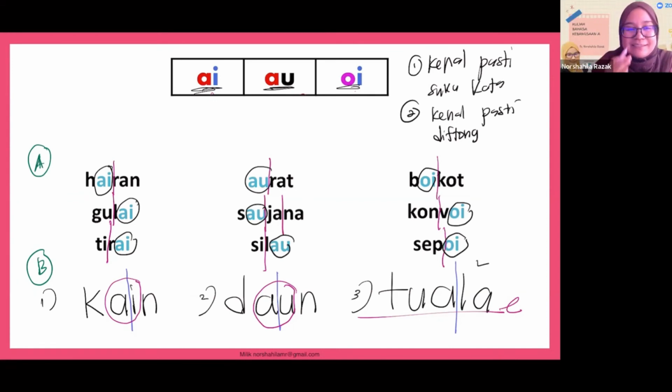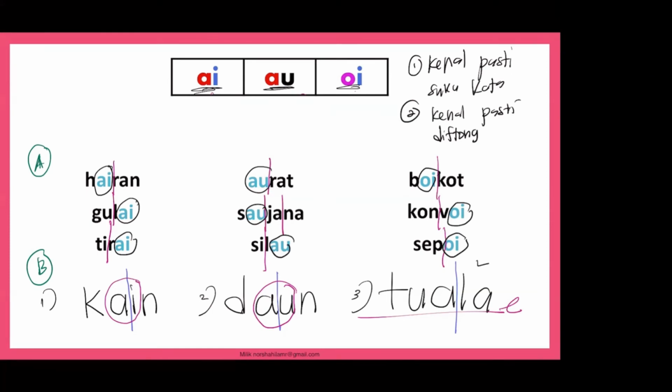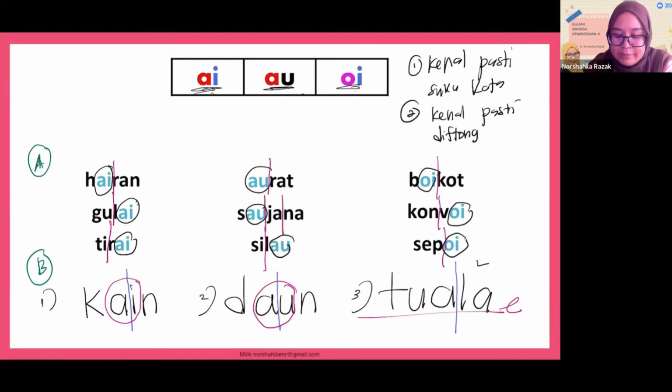So this is the test that we can do. When you identify the diphthong and between the circle there is a separator like this, this one is not a diphthong. This one is not a diphthong. This one, yes, is a diphthong, because in the circle there isn't any separator. Okay?